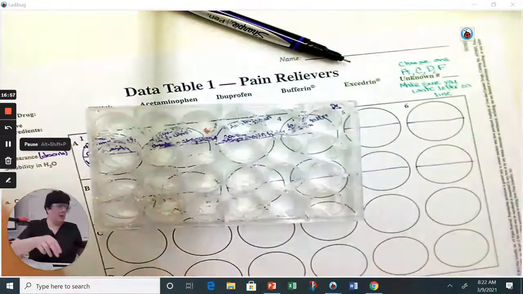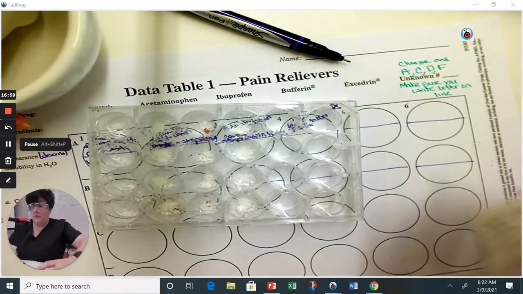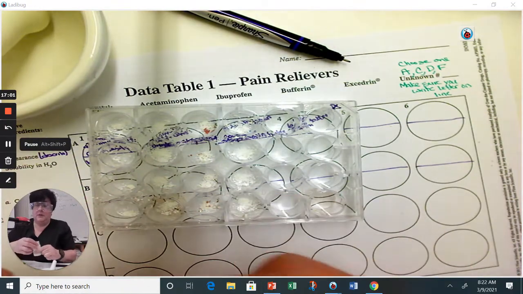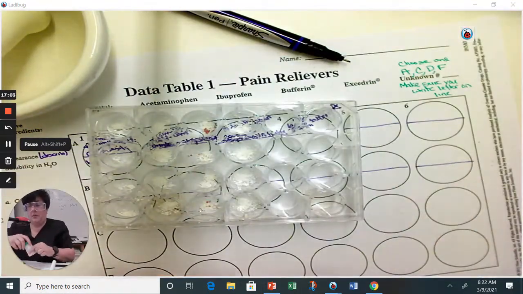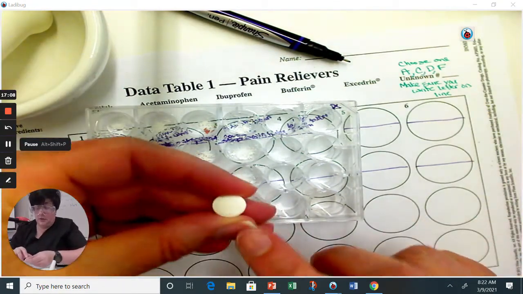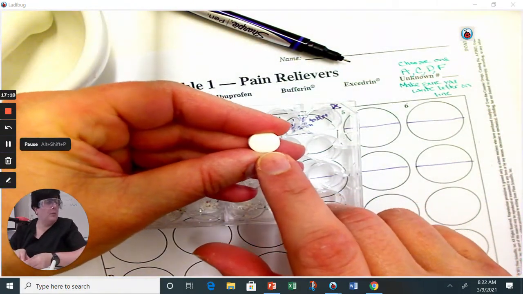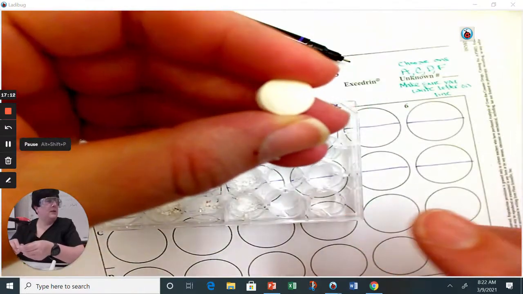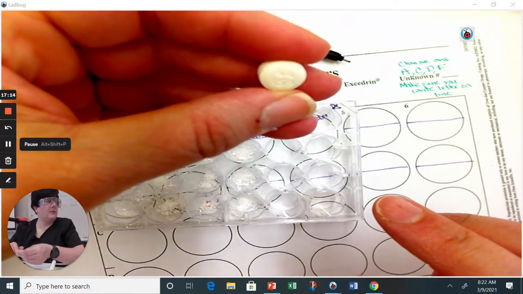Now the unknowns are already crushed because a lot of the tablets have identifier marks on the outside. You can see the bufferin had the big B. The Excedrin has its pharmaceutical number, which I don't think you can see no matter how I put it. There's a little pharmaceutical number there.